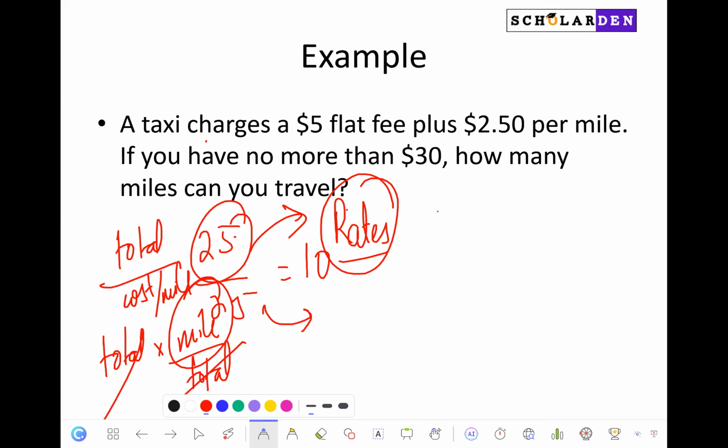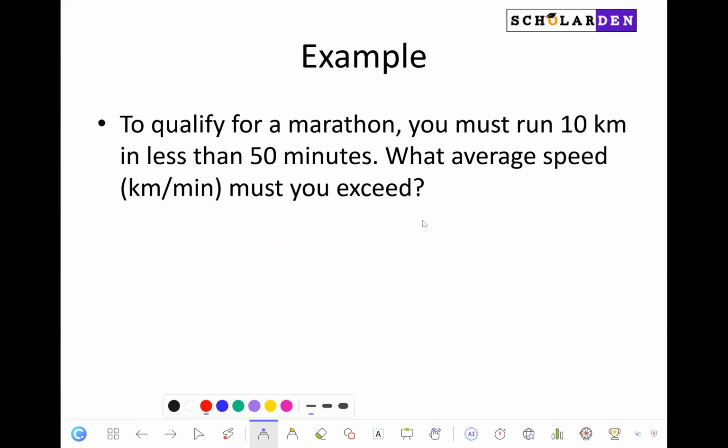Okay. So, right. Again, this is a rates question. But what we want to emphasize right now is how to interpret the statements. To qualify for a marathon, you must run 10 kilometers in less than 50 minutes. So this is the total distance, and this is the total time that is allocated to you. What average speed must you exceed? Here's the funny bit. Must you exceed? So what we want to find out is that this is the minimum.